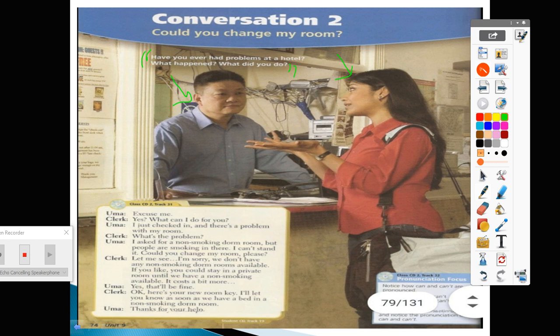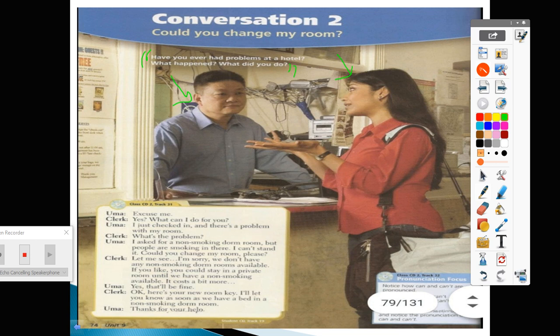Excuse me. Clerk: Yes, what can I do for you? Assalamu alaikum. Alaikum assalam. What can I do for you? I just checked in and there is a problem with my room. Clerk: What's the problem? I asked for a non-smoking dorm room, but people are smoking in there. I can't stand it. Could you change my room, please?